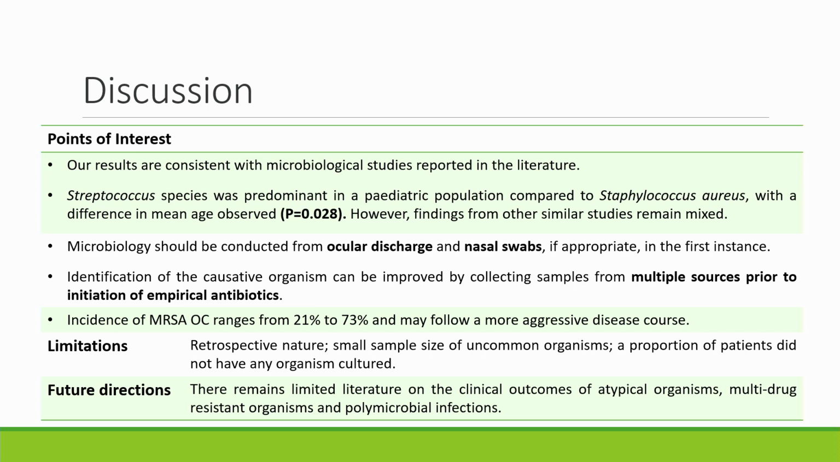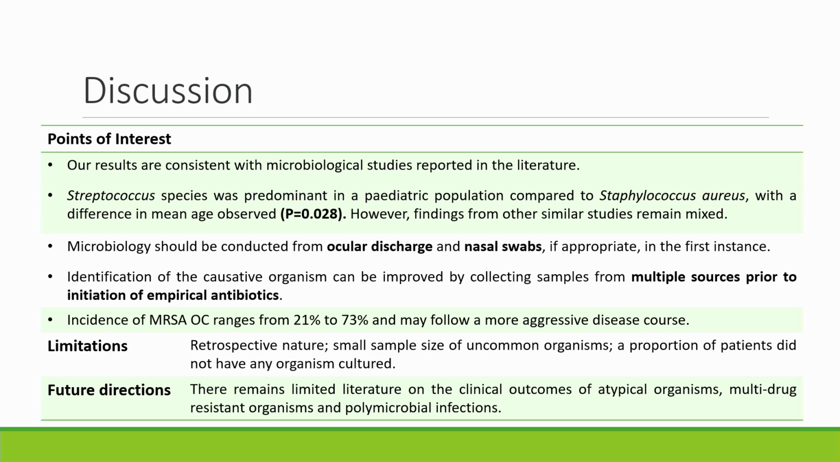MRSA incidence in the literature varies from 21% up to 73% and is likely affected by changing epidemiological trends and specific institutional and geographical locations. Our MRSA incidence is lower than some of the studies that have been conducted in North America and some Asian countries such as Taiwan. Our study noted that 32.3% of cases did not culture an organism.